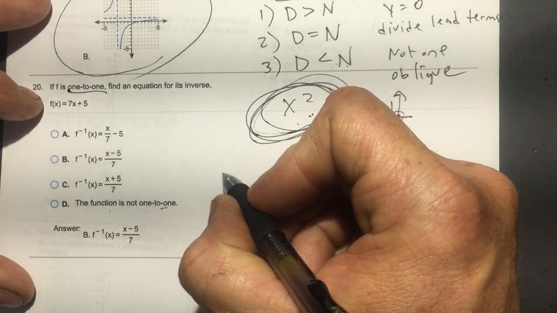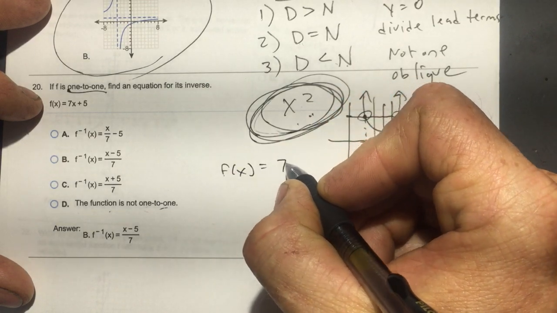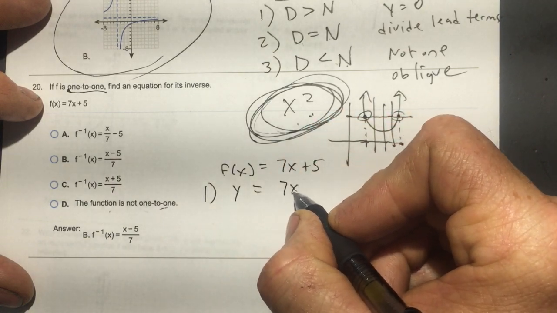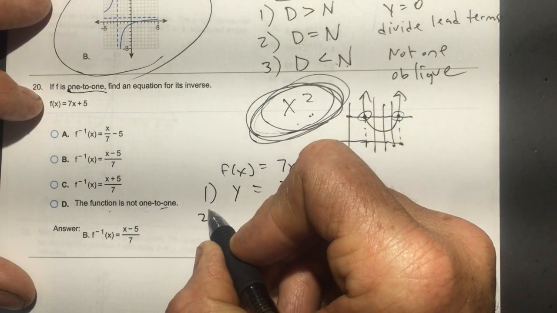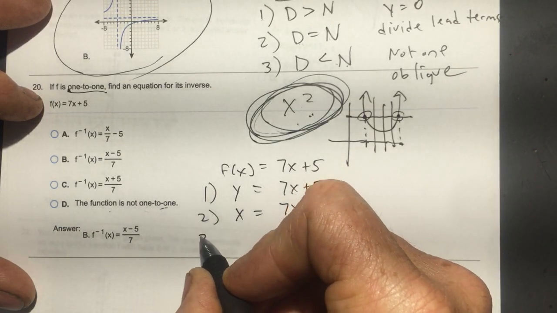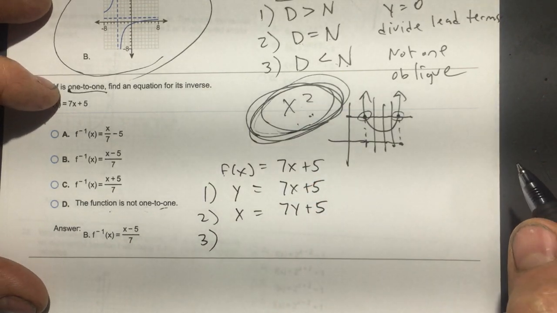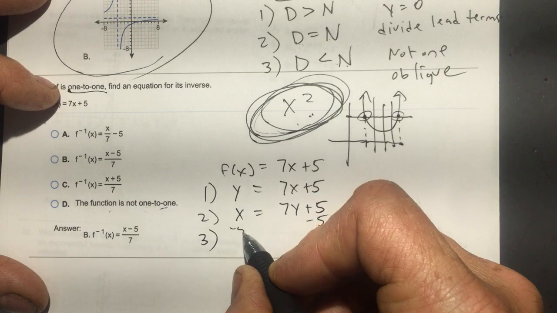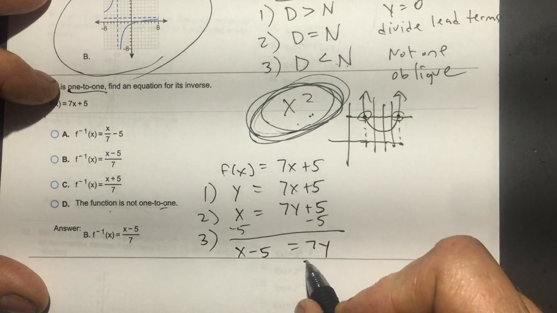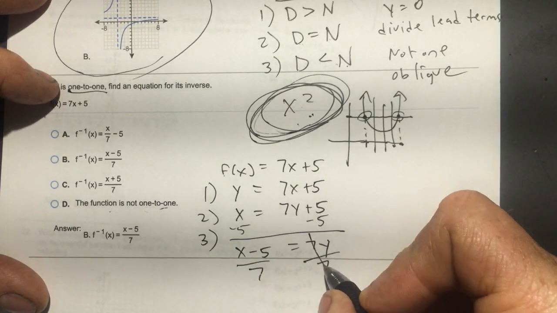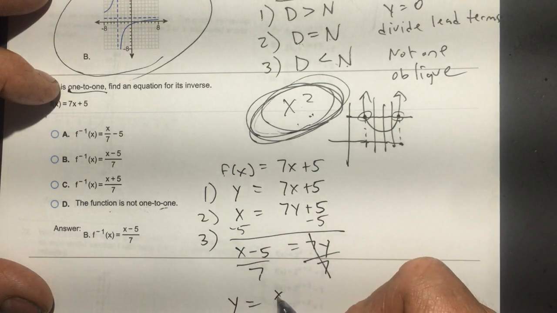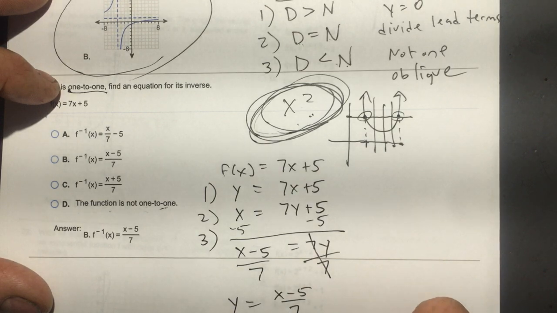So remember now, we've got f of x equals 7x plus 5. Step 1, change this to y. Step 2, I swap x and y. And then step 3, I solve for y. So I'm going to subtract 5 on both sides, which gives me x minus 5 equals 7y. Then I divide by 7, make the 7's cancel, and there you go, y equals x minus 5 over 7. So there you go, I solved for y.